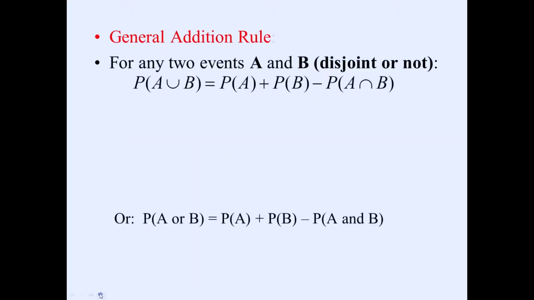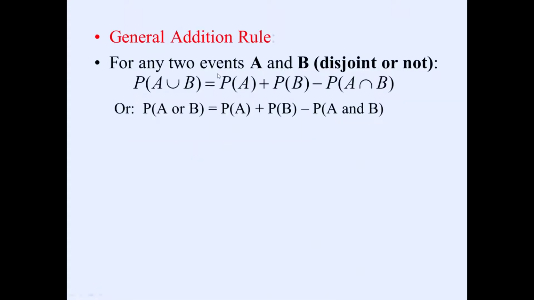Here is your general addition rule. So for two events, A and B, disjoint or not, they will work with these addition rules. This one is with just symbols, this one is with the words. If you just ignore the minus probability of A and B, the probability of A intersect B, then what's left is exactly your formula for disjoint events. So this must have some importance. We'll see in a minute. In fact, we'll see right now.